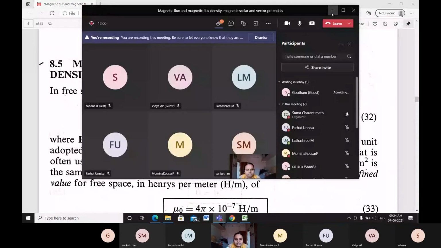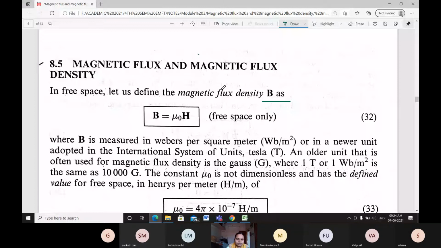Then magnetic flux density is defined as B equals mu naught into H in free space only, where B is measured in Webers per meter square, or in terms of one more unit, the newer unit adopted in the international system, called the Tesla. The person who invented it, for that reason we gave the name Tesla. We can measure magnetic flux density in Webers per meter square or in Tesla. Nowadays we use Tesla only.